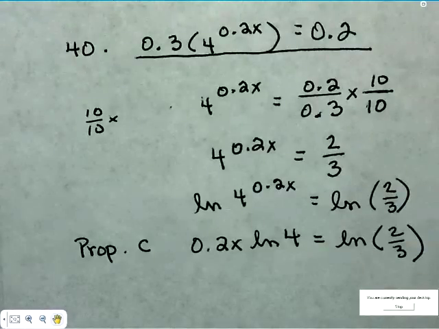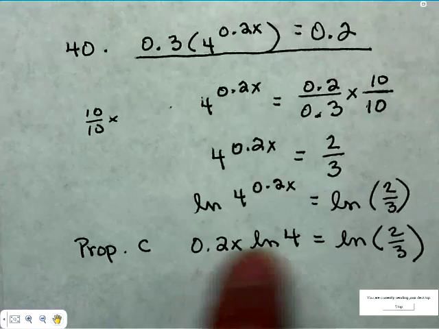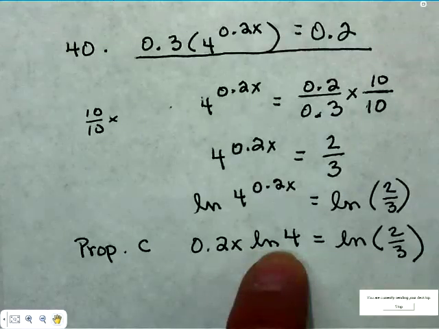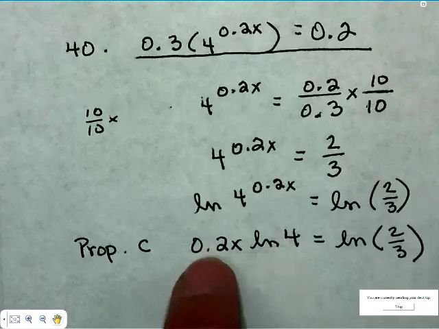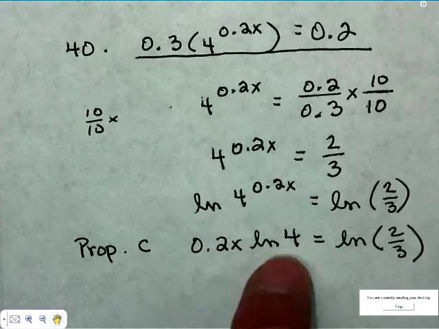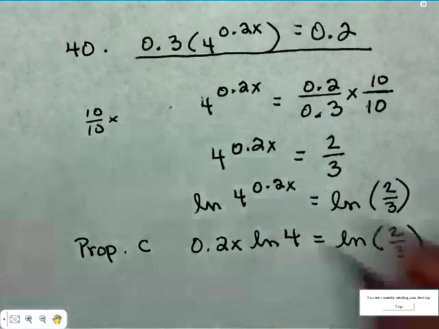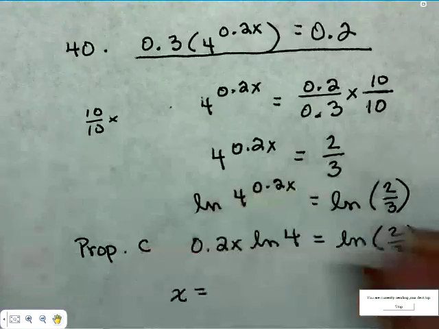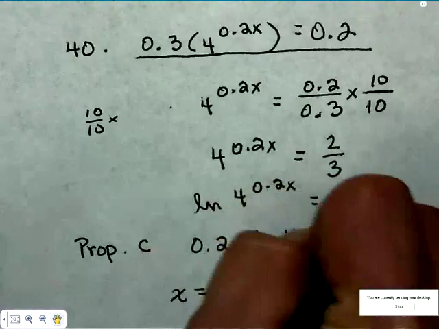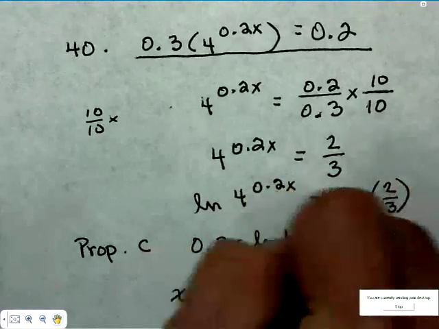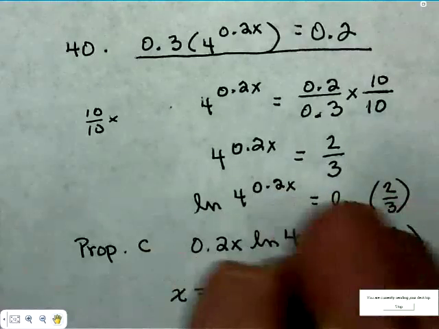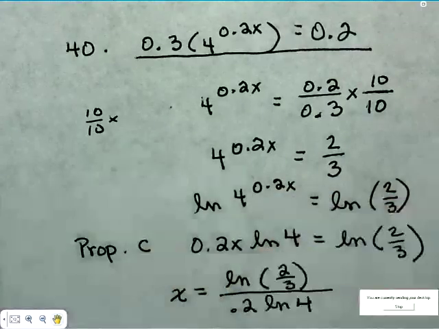And then there's only one more step to get that x by itself. This entire left-hand side is held together by what operation? Multiplication. So if I want to unmultiply the 0.2 and the natural log of 4, I just need to divide by them. X equals natural log of 2/3 divided by 0.2 times the natural log of 4.